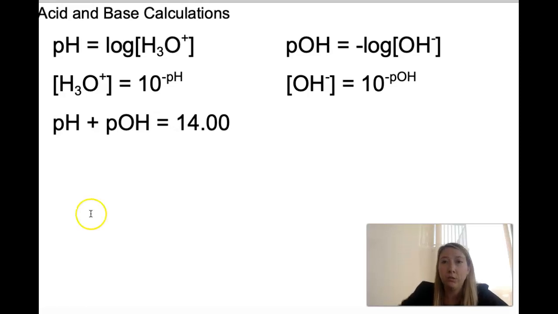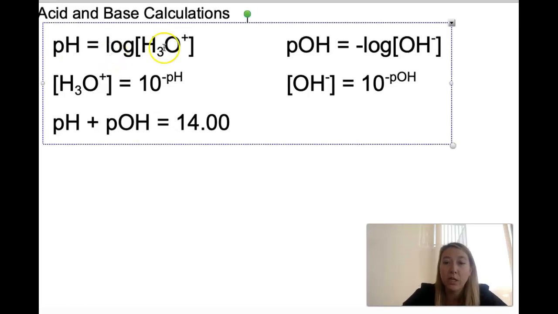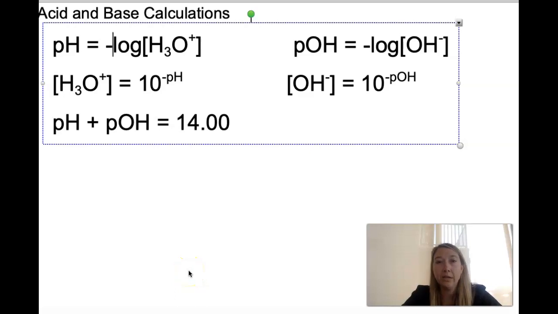So, oh, I'm missing a negative here. Hold on. Should say pH equals negative log of hydronium. pOH is negative log of hydroxide. Then we have our equations to go the other way. So we have that the concentration of hydronium is equal to 10 to the negative pH, and our concentration of hydroxide is equal to 10 to the negative pOH.